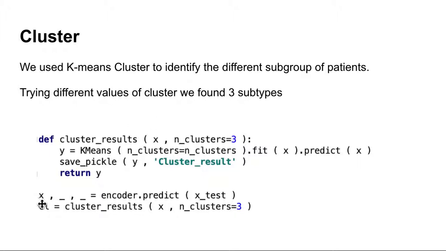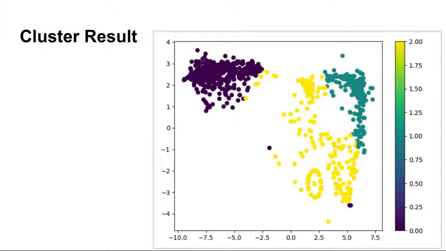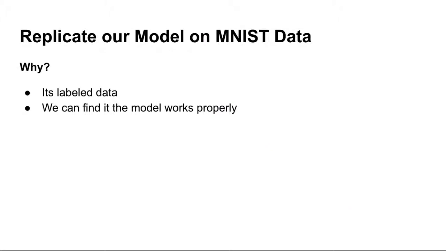So in that way we find X as the encoder prediction of our X test. It means the output of the encoder using the X test as an input, and then we do the clustering. We use K-means clustering on this input, and we tried different numbers of clusters to see which gives the best result, and we found that 3 clusters is the best number to represent our patient subtypes.